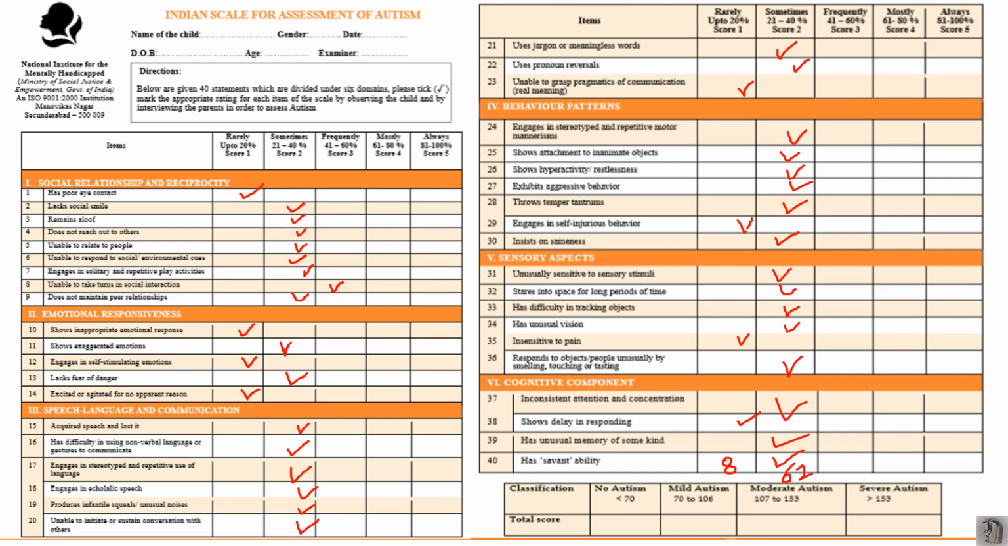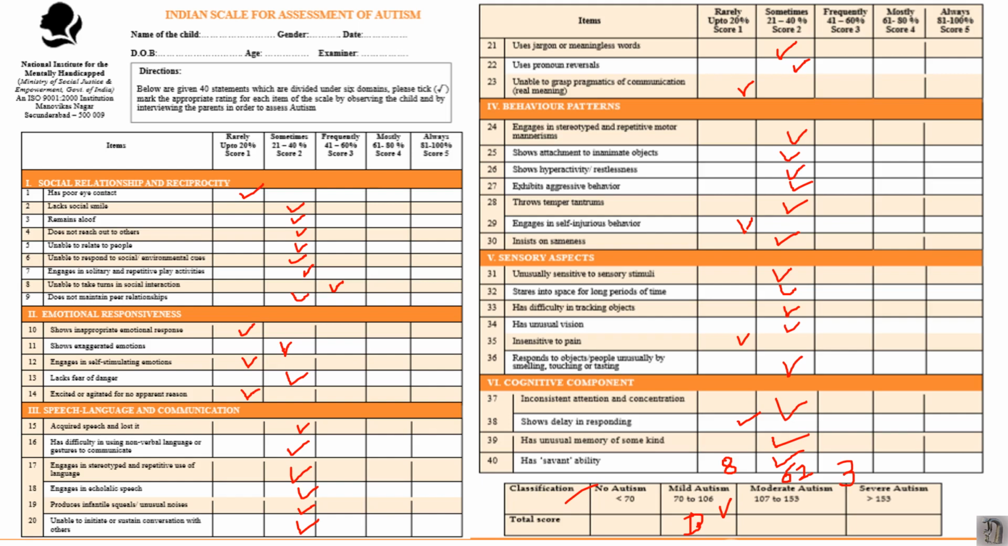And in column 3, just 1, that means 3. So you have to calculate all. 8 plus 62 plus 3 is 73. That means in the classification, the child has scored 73. That means the child has mild autism. So this is how you score.